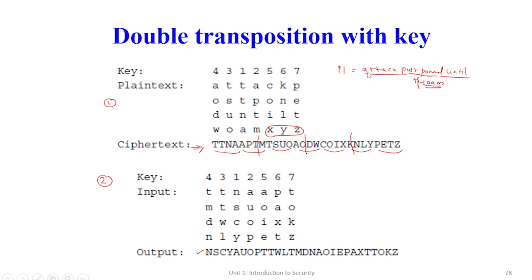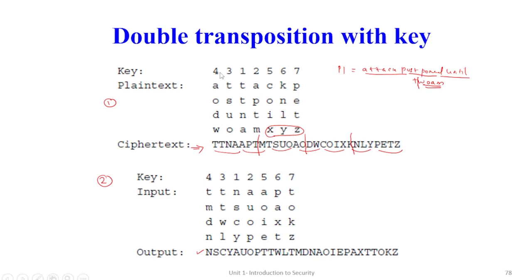So I want to take the first 7 letters and arrange them in the first row. So ATTACKP. Then OSTPONE, second row. Then third row. At the fourth row, only the fourth column is filled. The remaining 3 columns are empty, but we should fill them with some bogus letters. It is not necessary to use the same bogus letter. To avoid confusion, we can use consecutive 3 letters. That means A, B, C, P, Q, R, M, N, O, X, Y, Z. Like that we can write it.